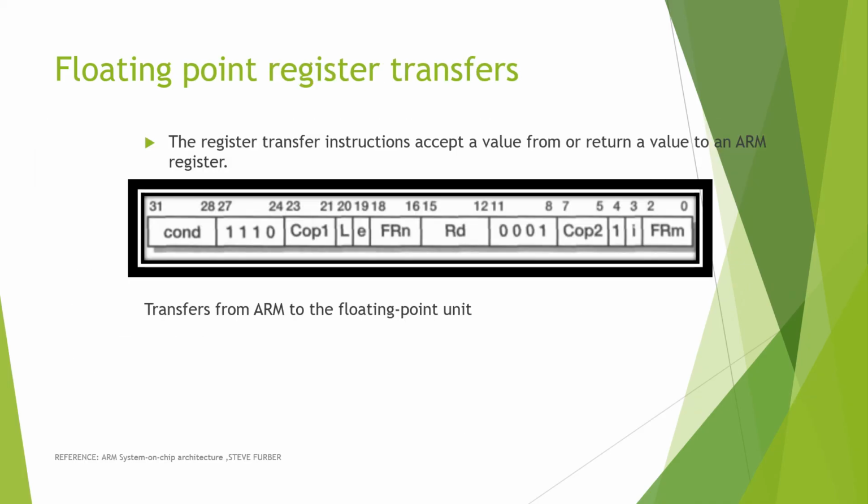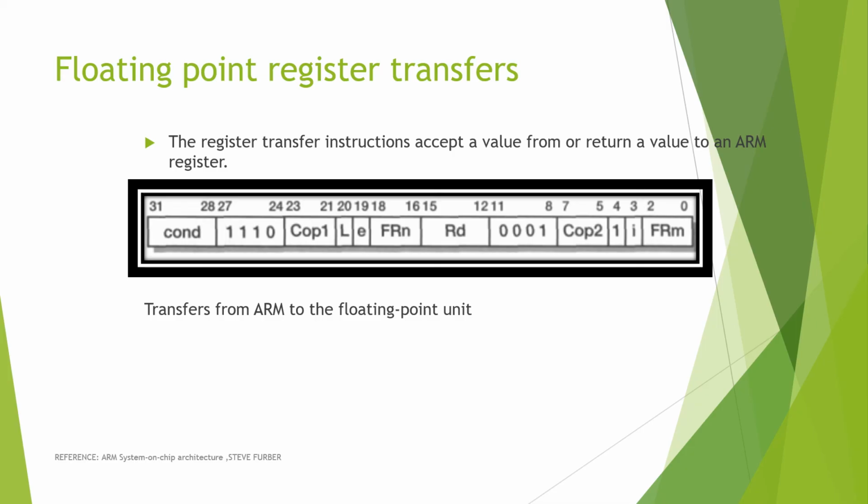Now coming to floating point register transfers. അപ്പോൾ ഇവിടെ the register transfer instructions എന്താ ചെയ്യുക? It accepts a value from the ARM register അല്ലെങ്കിൽ returns a value to an ARM register. ഇതിന്റെ ഒരു format is given here. Similar to the previous case, നമുക്ക് ഇതിന്റെ floating point register transfer format തന്നിട്ടുണ്ട്. ഇതിനകത്ത് condition codes ഉണ്ട് that will be from 28 to 31. And similar to the previous case, നമുക്കിവിടെ coprocessor 1 and coprocessor 2 ഉണ്ട്. You have the E bit and also I bit, പിന്നെ with destination and source registers.